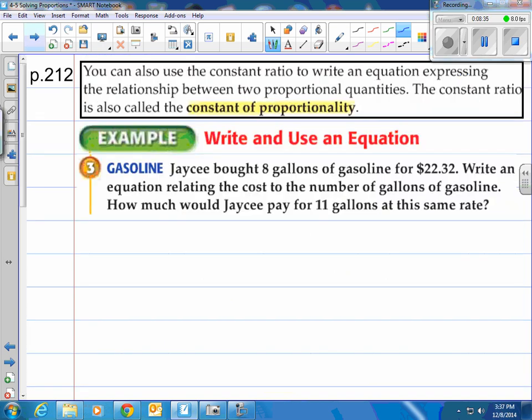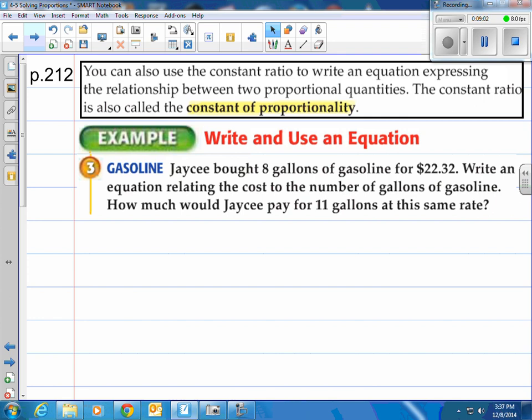And our last example. You can also use the constant ratio to write an equation expressing the relationship between two proportional quantities. The constant ratio is also called the constant of proportionality. Write and use an equation. Let's try it. It says JC bought 8 gallons of gasoline for $22.32. Write an equation related to the cost to the number of gallons of gasoline. How much would JC pay for 11 gallons at the same rate?